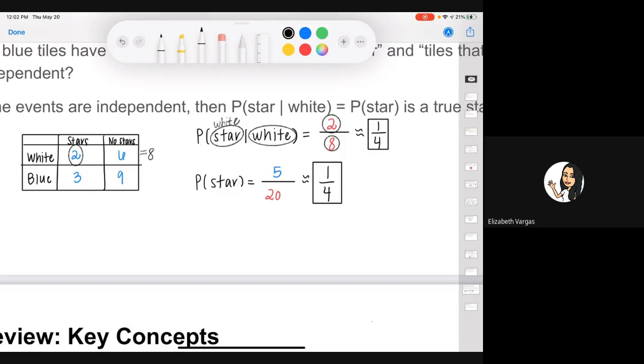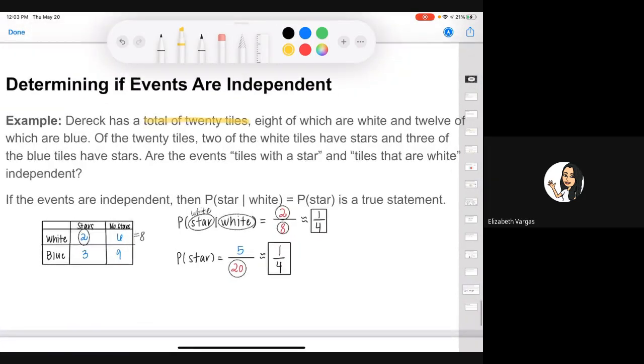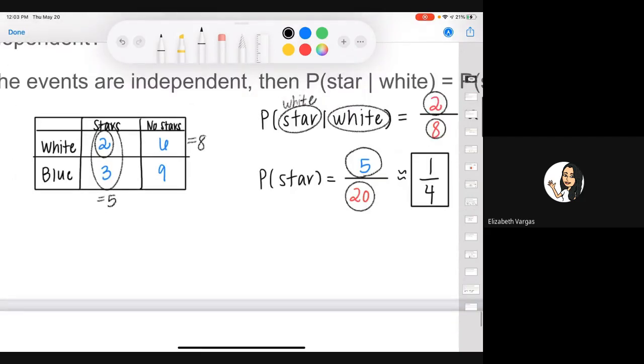Given the probability that a tile has stars, well, I have 20 tiles in total. That's what it tells me right here. Total of 20 tiles. How many of those tiles have stars? Well, that's equal to 5. And so that's how I get those probabilities.